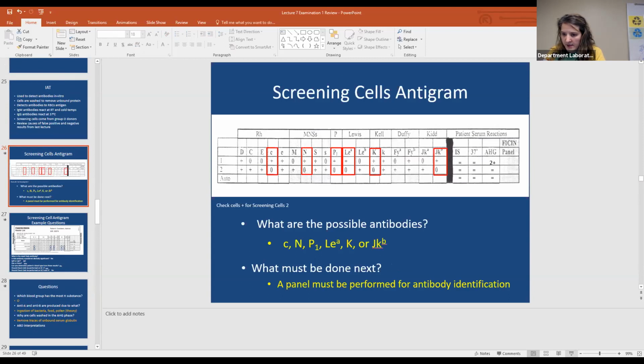So in the first IAT, screening cell 1, but not on screening cell 2. Okay, if you look at the first example, Sarah, notice screening cell 1 is where your patient reacted. You have a reaction in patient plasma, right? So something on screening cell 1 is causing that reaction. Notice on screening cell 2, it is negative.